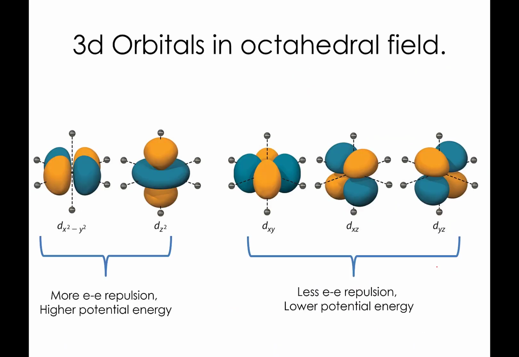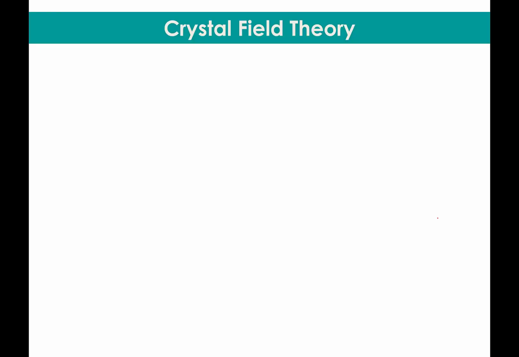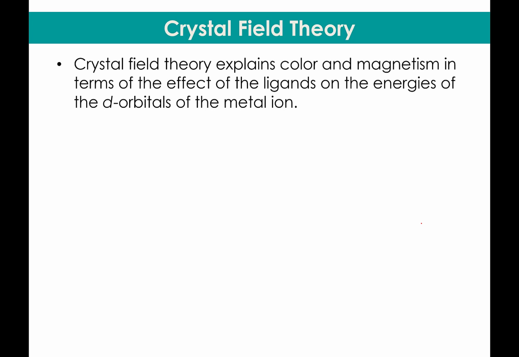So again, this is just another picture showing your 3D orbitals in an octahedral field. Your dx squared minus y squared and your dz squared d orbitals are pointing directly at the ligands. So we have more electron-electron repulsion. And then the dxy, dxz, and dyz are pointing away from the ligands in an octahedral field, so they have a lower potential energy. So in crystal field theory, we can explain color and magnetism in terms of the effect of the ligands on the energies of the d orbitals of the metal ion.